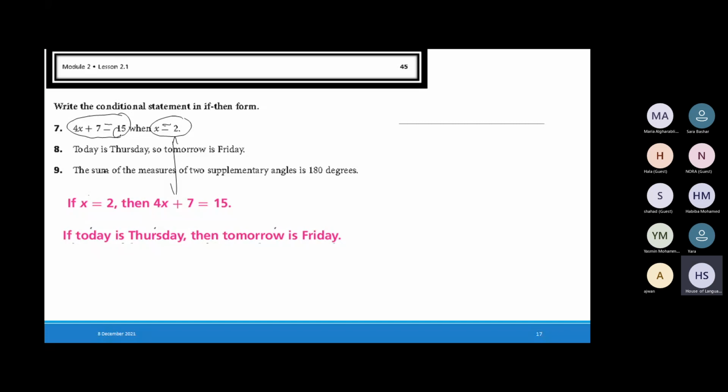Here you have two angles. I told you that if the summation of the measures of these two angles is 180, then they are supplementary. So how will it be? If two angles are supplementary, then their measure will be 180. Where is the hypothesis?